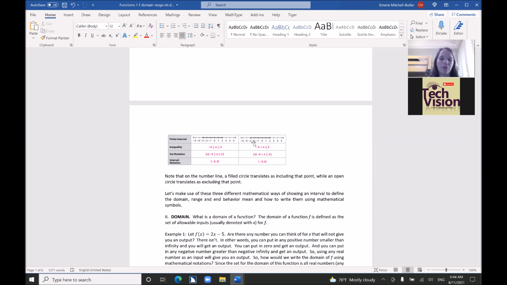So this, let me get to the right page. Page 2 blank. That is a picture, if you don't know, if you're blind, of a table. On the first row is some number lines, and the following 3 rows are examples of notations of how to notate how to write finite intervals.